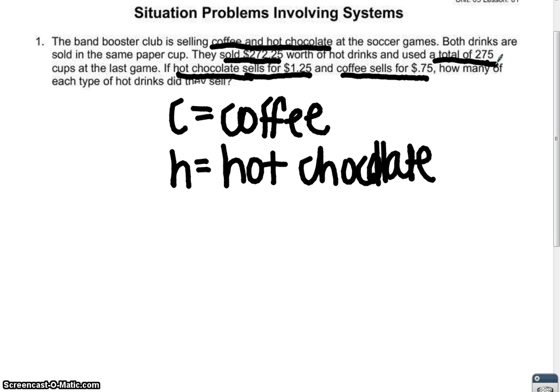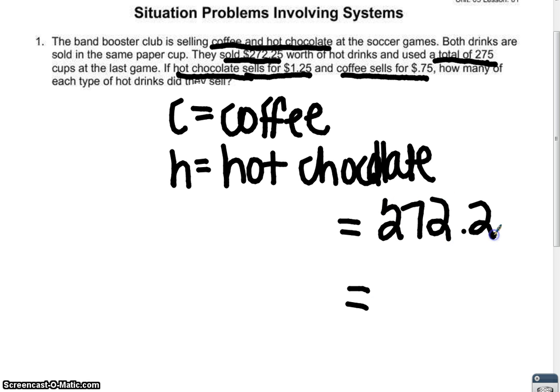Remember what I told you first. What always goes on the right-hand side of my 2 equations? That's right, the totals. So I have 2 totals. I have $272.25, and then I also have 275 total cups.